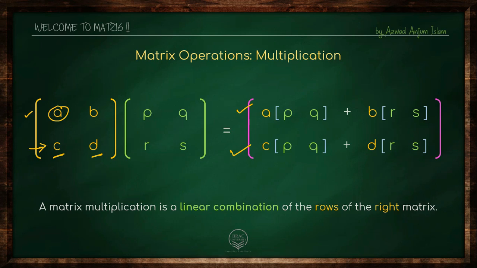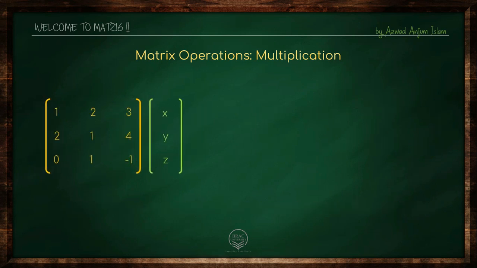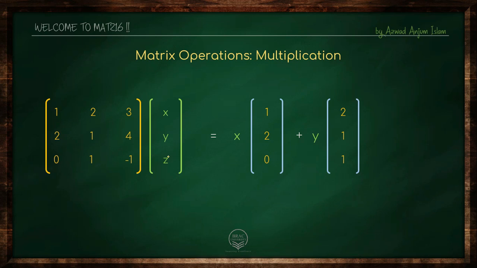But this concept of matrix multiplication as a linear combination works for every single matrix multiplication. It doesn't depend on the dimension at all. For example, now we are going to see a higher dimension matrix multiplication. We have a 3 by 3 into 3 by 1 matrix multiplication, and we want to look at this multiplication as a linear combination of columns. What this multiplication is telling me is that I have to take the first column x times, the second column y times, and the third column z times.